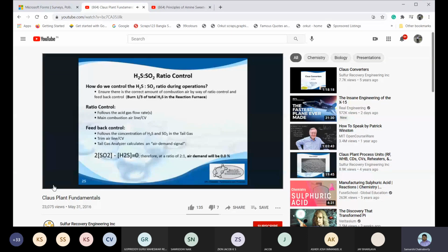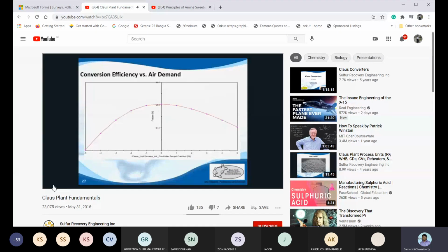Now that finer tuning uses an air demand analyzer, and that formula is for its signal. So it's based off the tail gas analyzer, or the tail gas ratio. So if you look at the formula, if we plug in a perfect ratio of 2 to 1, that's 2 H2S to 1 SO2, that gives us 0. So the perfect air demand signal is 0.0.